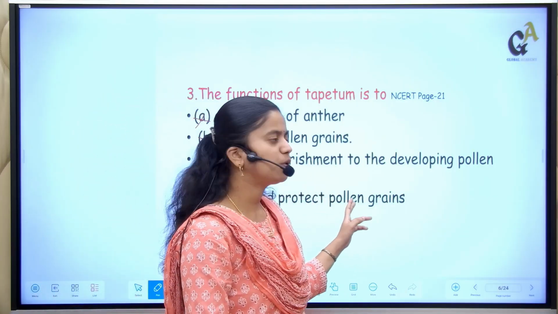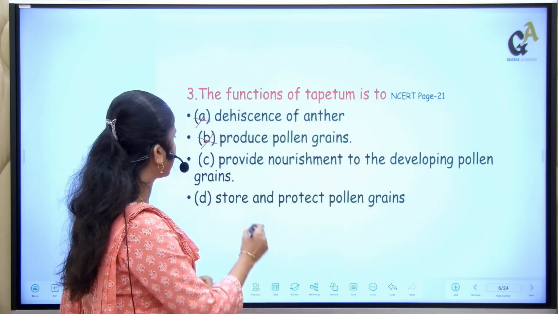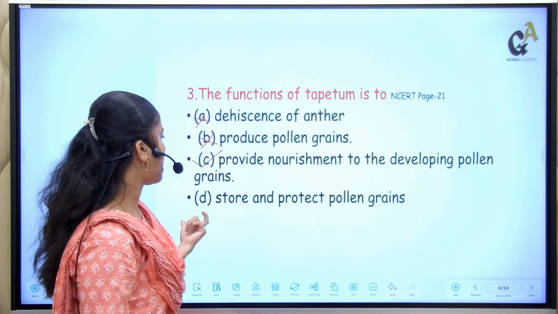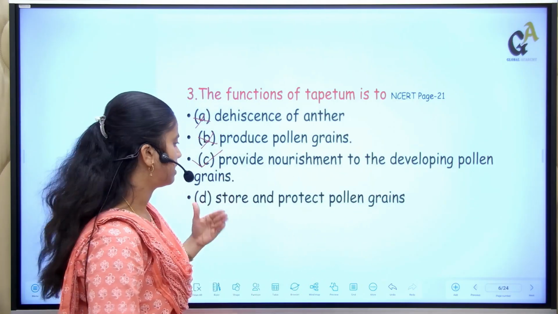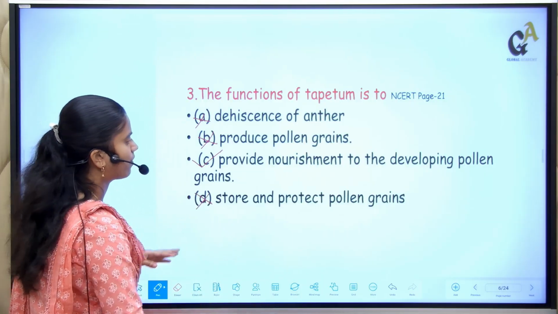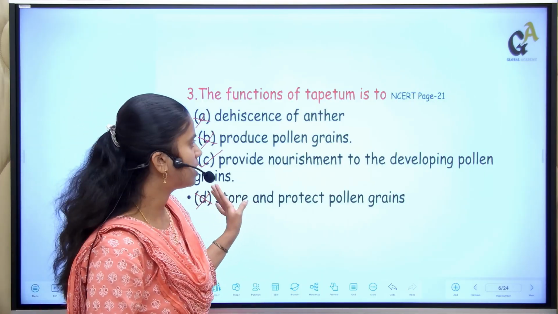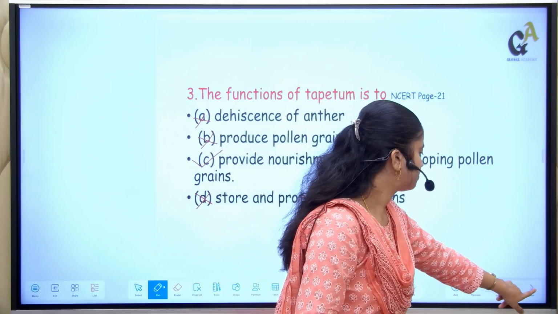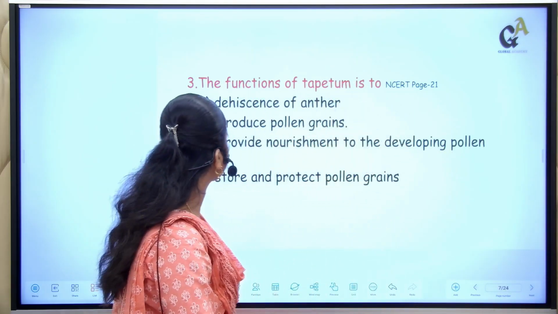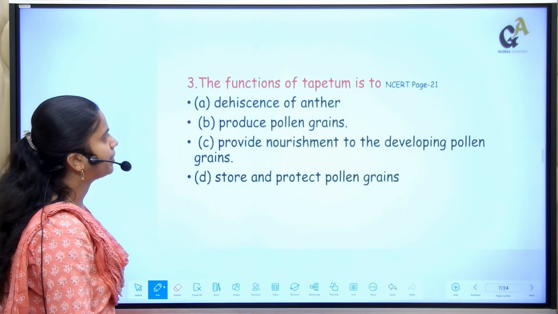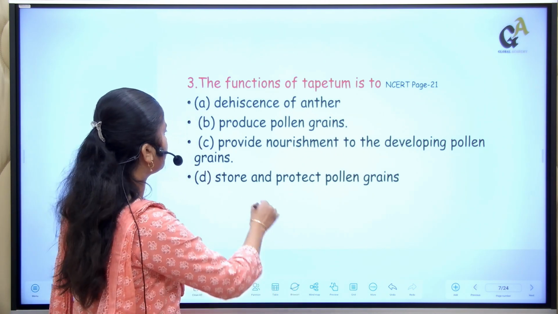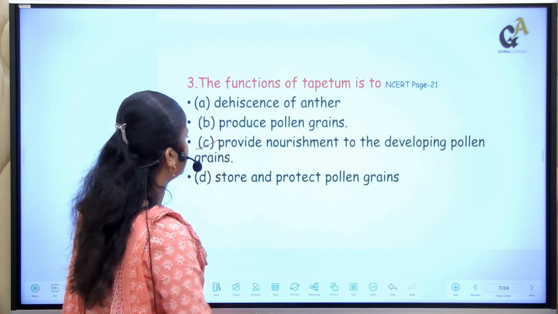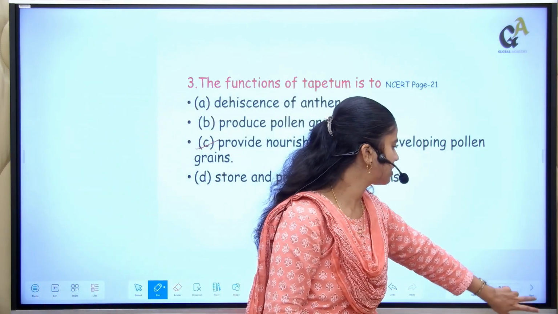Provide nourishment to the developing pollen grains. Yes. Next, the last option is store and protect the pollen grains. It is also wrong option. So our correct answer will be option C. The functions of tapetum is 2. That is they provide nourishment to the developing pollen grains.